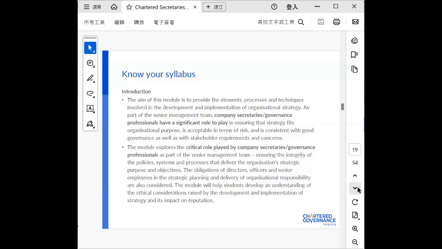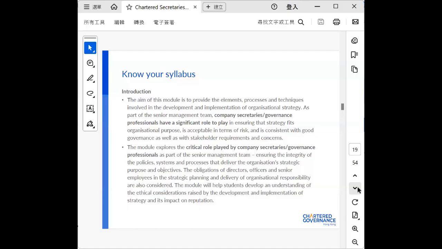So again, it says that the module explores the critical role played by company secretaries or governance professionals as part of the senior management team, ensuring the integrity of the policies, system, and process that deliver the company's strategic purpose and objectives. Now, it also asks you about the obligation of directors and other people in the strategic planning. So apart from being the company secretary, the role of the other officers and employees will also be asked, and you should consider their roles as well.